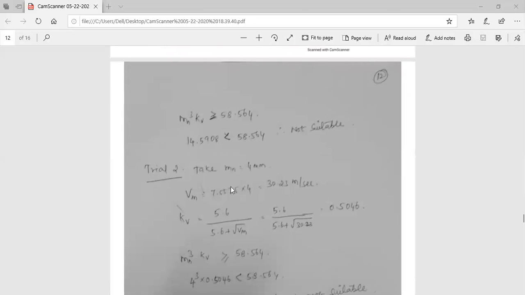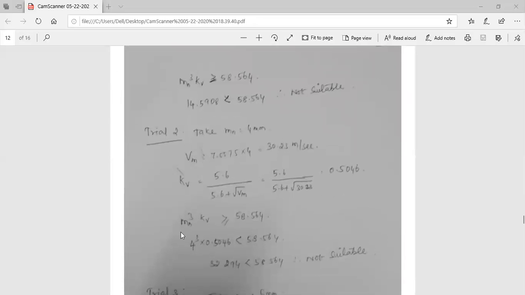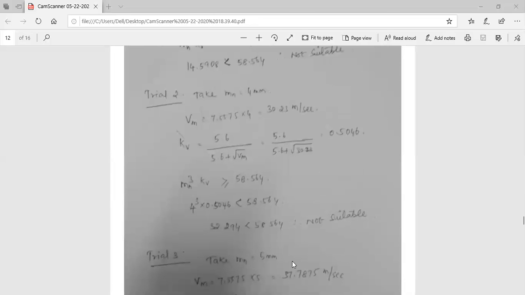take a standard module value. Mn is equal to 4 mm. Okay, 4 mm. Apply the 4 mm. So Vm is equal to 7.5575 mn. Substitute mn equal to 4 to get the Vm value. After that the kV value, then multiply by this equation mn cube into kV. So apply this value, you get 32.294. This value is also lesser than this value. Okay, so it's not suitable.